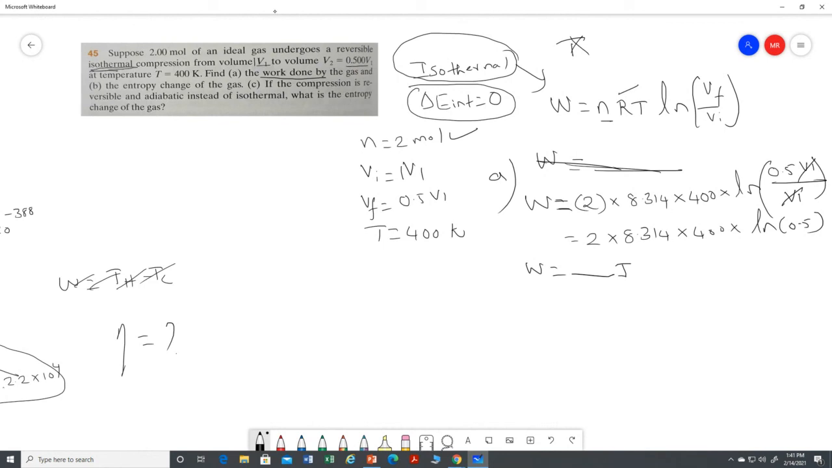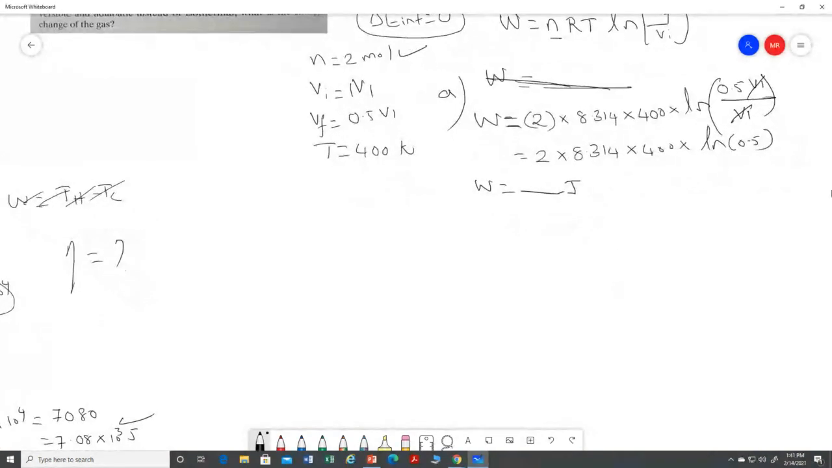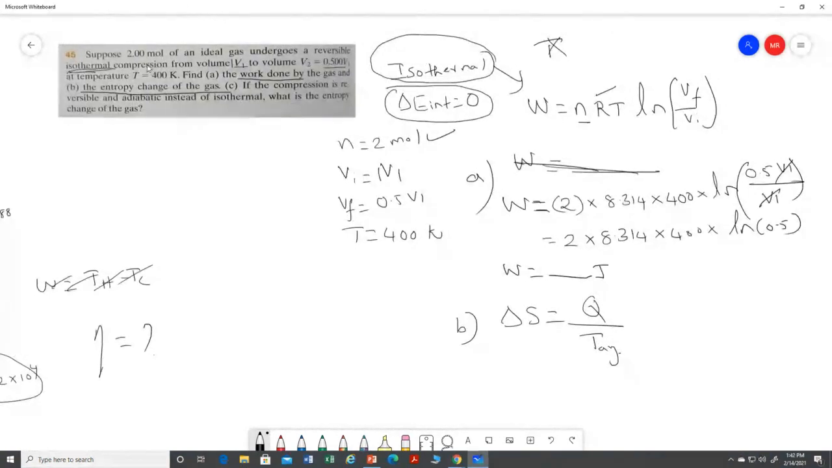What is your second question? The entropy. They need the change in entropy. My dear, what is the formula for change in entropy? Change in entropy is equal to Q divided by T average. Am I right? Yes, you are right. Okay, now, is there any information about Q here? No. Okay, but they give the information about isothermal.